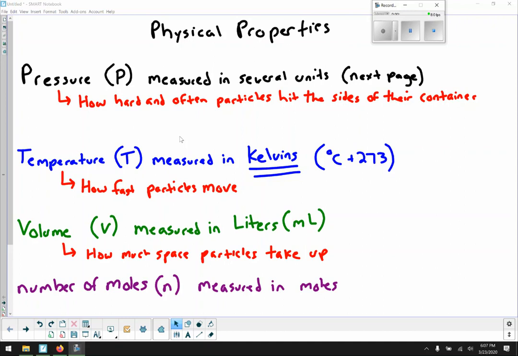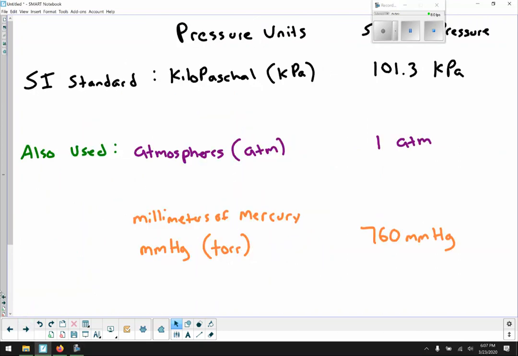But a couple things to be careful of. With pressure, if you have a P1 and a P2, in other words, two different pressure values, make sure they're both in the same unit. It doesn't matter which of the three units you use, whether kilopascals, which is the SI standard, or atmospheres, or millimeters of mercury, also called torr. But both pressure 1 and pressure 2 have to be in the same unit. And if you're looking for pressure 2, for instance, and pressure 1 is in kilopascals, you'll get pressure 2 out in kilopascals. That will be the units for your answer.